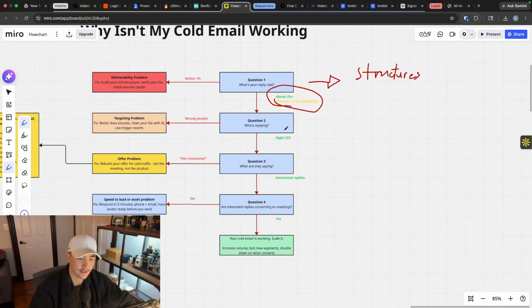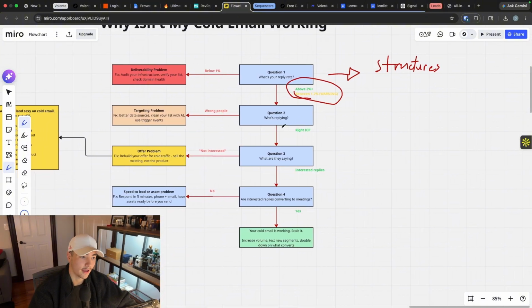The next question you want to ask is who is actually replying? After sending, let's say, 1,000 to 5,000 emails, you're going to have a lot of data to work with. So you want to go back to your inbox and actually see the replies you're getting. What is the intent? Are people saying I'm not the right person, or not the right department, or it's not the right name? If your data is bad, the replies will reflect that. It's inputs in, outputs out. If you have bad data, your outputs are going to be bad as well.